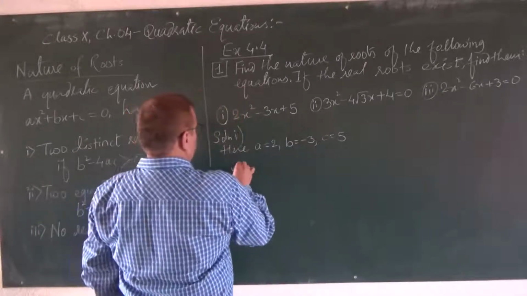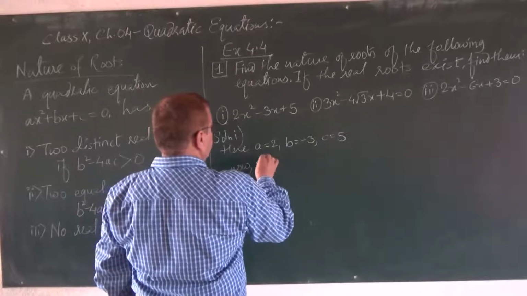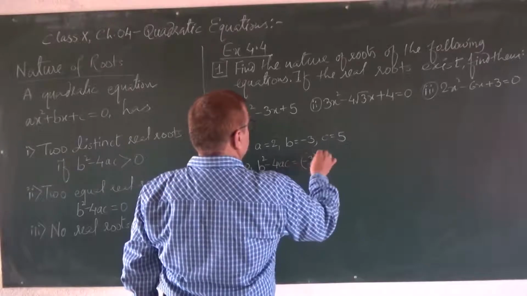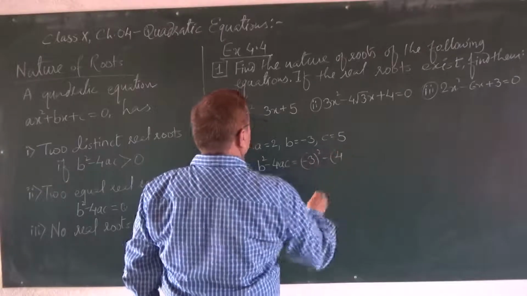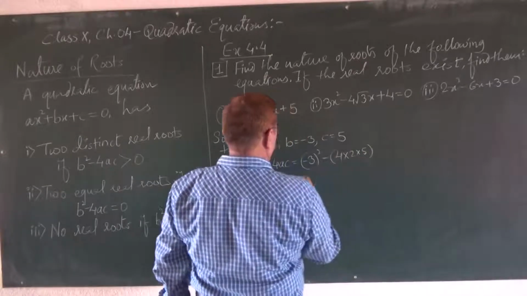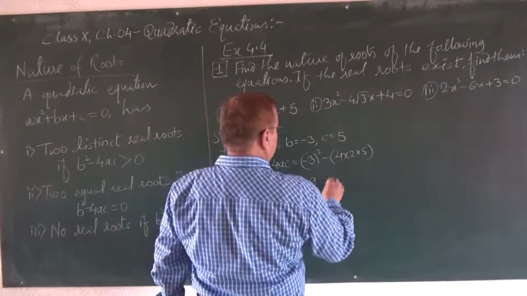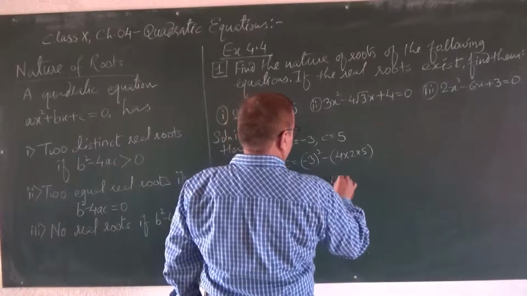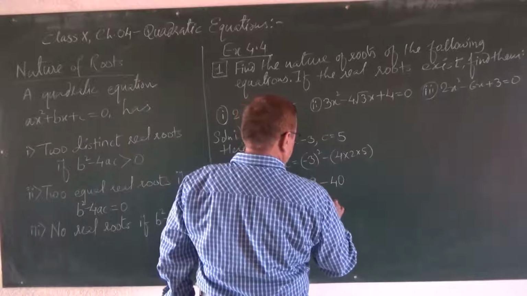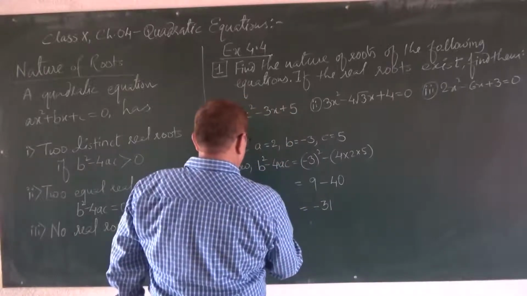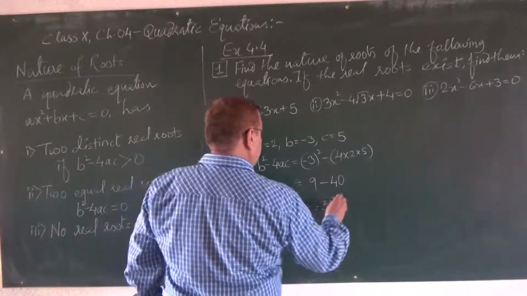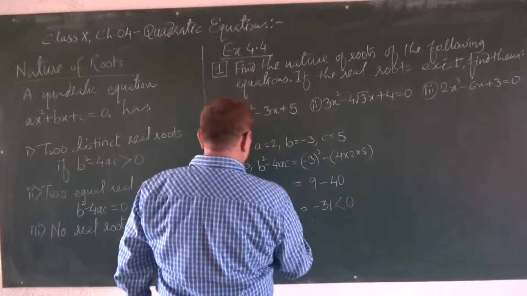Now you find out the discriminant, b square minus 4ac. So b square is minus 3 square, minus 4ac, so 4 into 2 into 5. Minus 3 square is 9. 4 2s are 8, 8 5s are 40. 9 minus 40, that is minus 31. Therefore b square minus 4ac is less than 0.